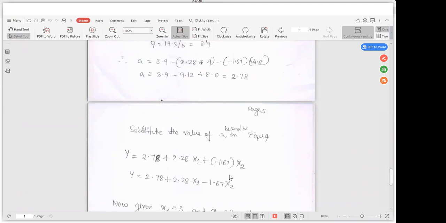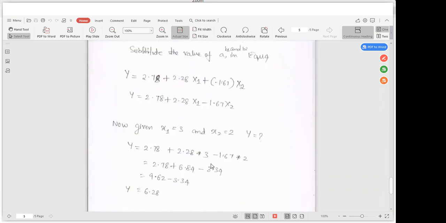Now using this equation, we can predict any value of y given x1 and x2. This X you can take to be a capital letter; I've just written a small letter, so don't confuse it with the variance. Given x1 is 3 and x2 is equal to 2, we need to predict the value of y. So substitute x1 as 3 and x2 as 2, and when we calculate, we get y is equal to 6.28.